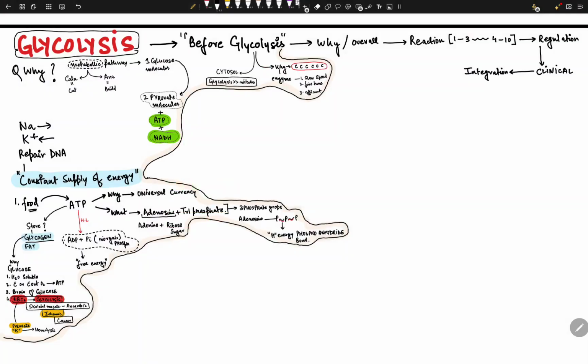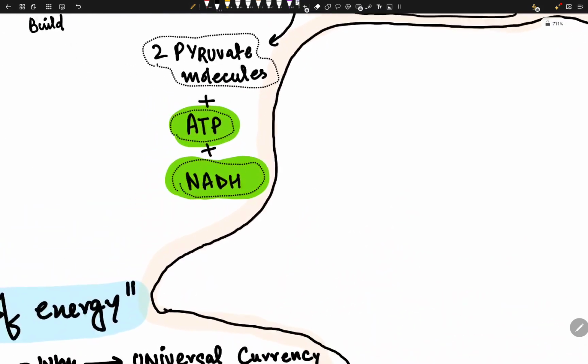Now close your eyes, and imagine that again you are the cell. Someone gives you one glucose molecule. Now the question is, what do you actually want from the glucose molecule? Do you want the glucose molecule itself, or do you want ATP, NADH, and pyruvate? These three things. Pyruvate for the further metabolism. Glucose here is the raw material.